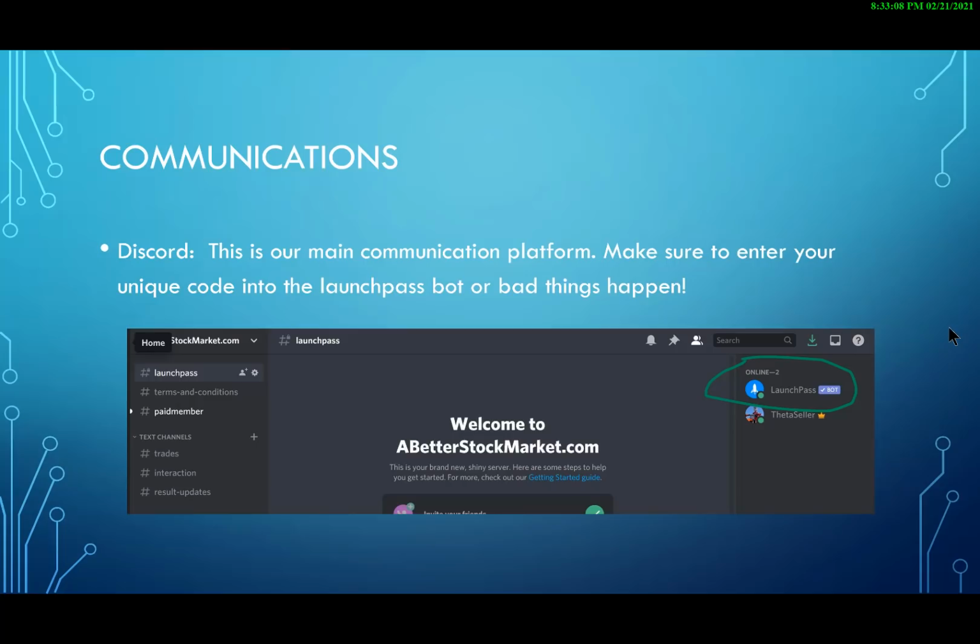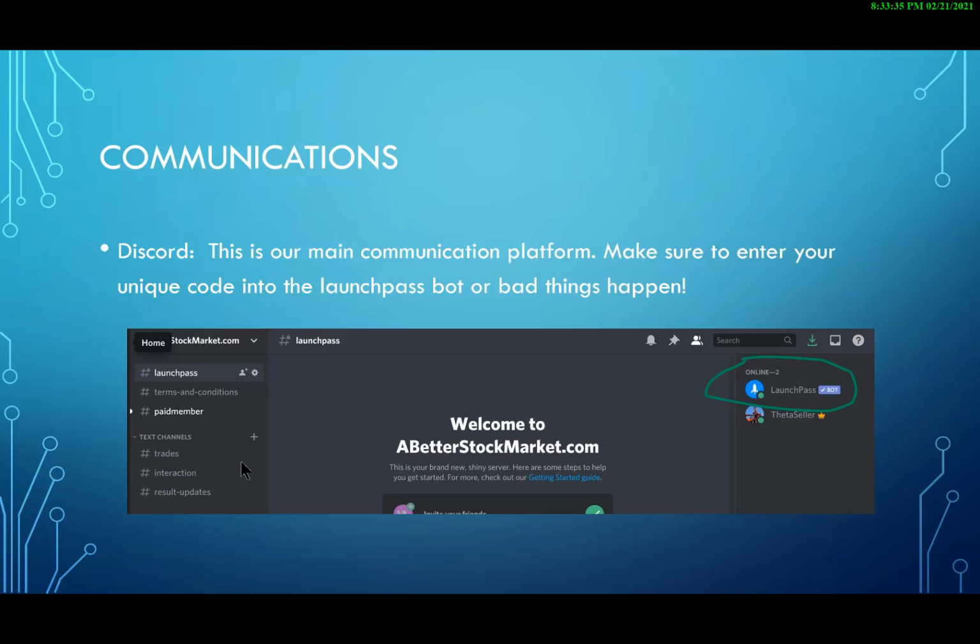Okay. So, number one thing, guys, I'm going to tell you. You get an email when you sign up through LaunchPass. You get an email from me when you sign up. Both of them tell you to take your unique code that you receive and input it here into the LaunchPass bot. If you don't do that, it doesn't register you as a verified member.